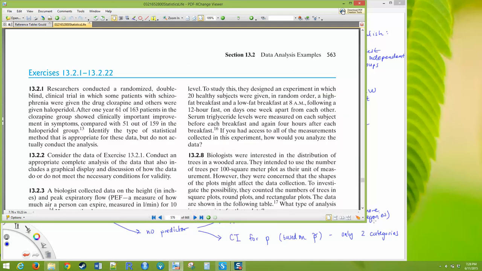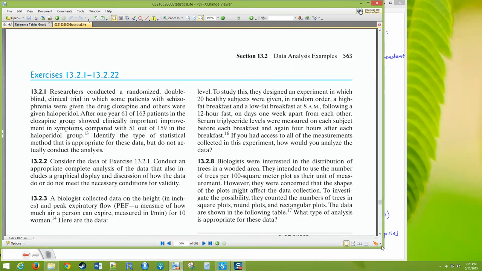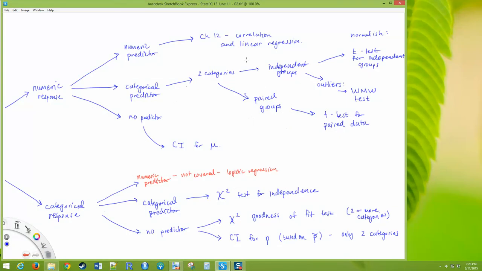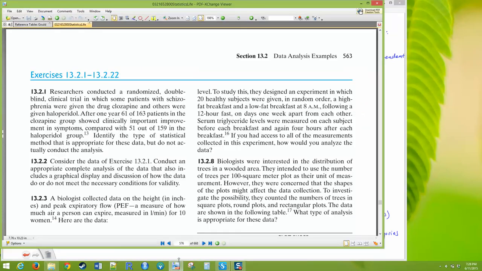Okay, so here's some examples that we can go through. Alright, so you guys have your map of different statistical things that we've learned. Alright, so let's try this out. So this is from the book.